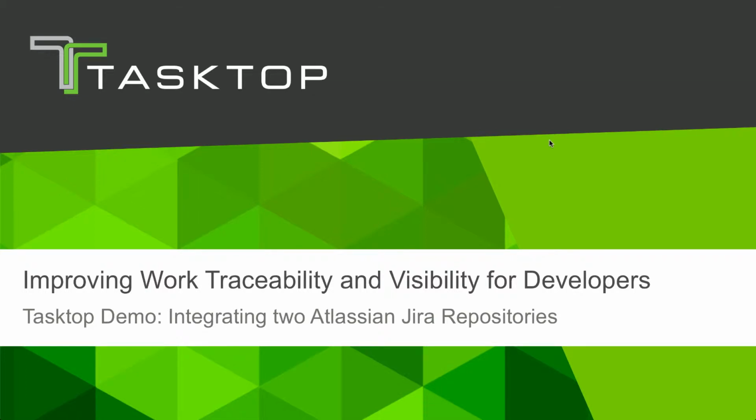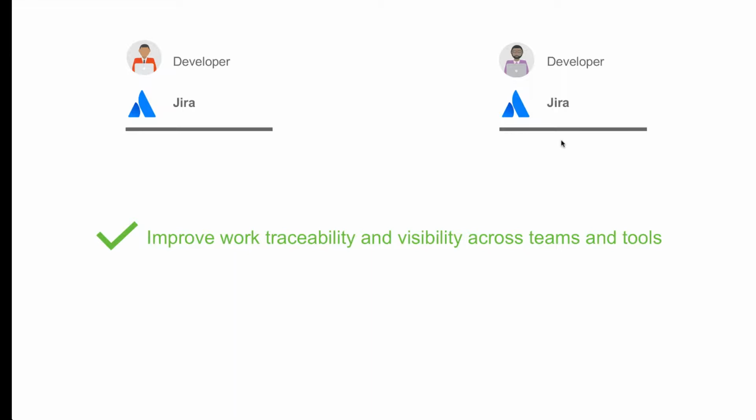Today I'm going to show you how Tasktop integrates two Jira instances to improve alignment and collaboration between software engineers. This results in creating unified visibility on engineering progress and performance. Companies often find themselves dealing with multiple Jira instances, either within a single organization or when dealing with subcontractors.